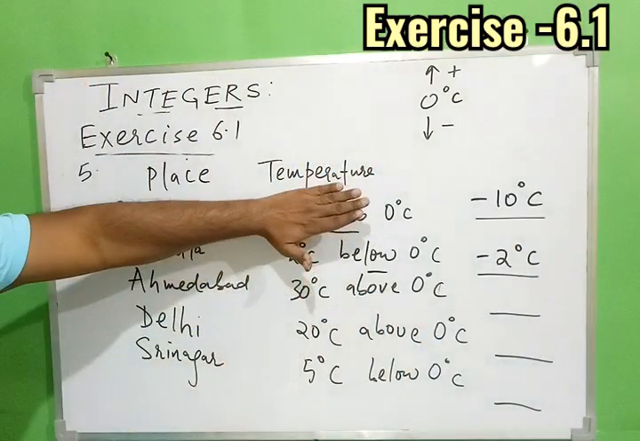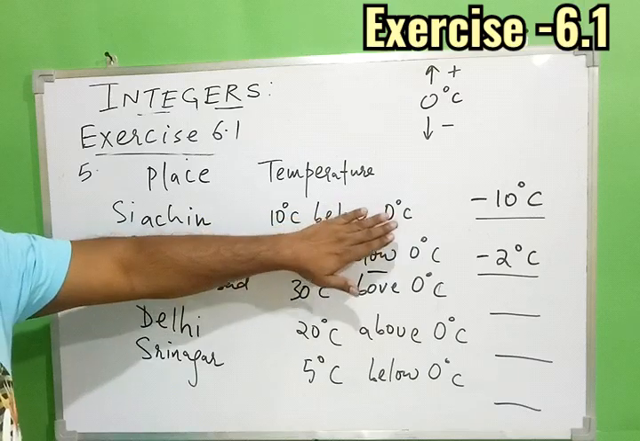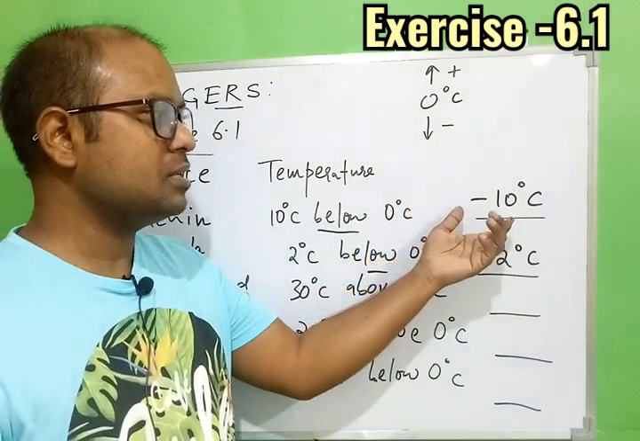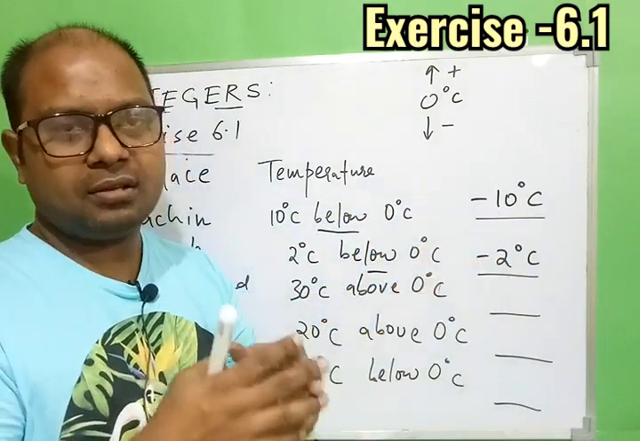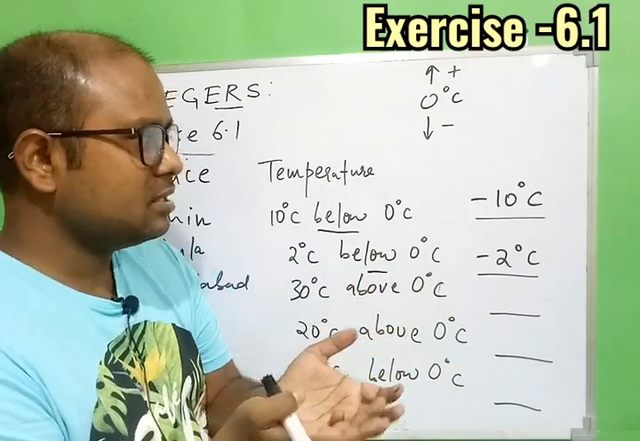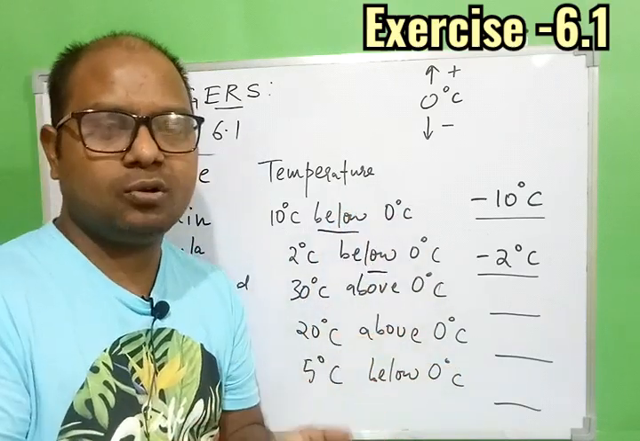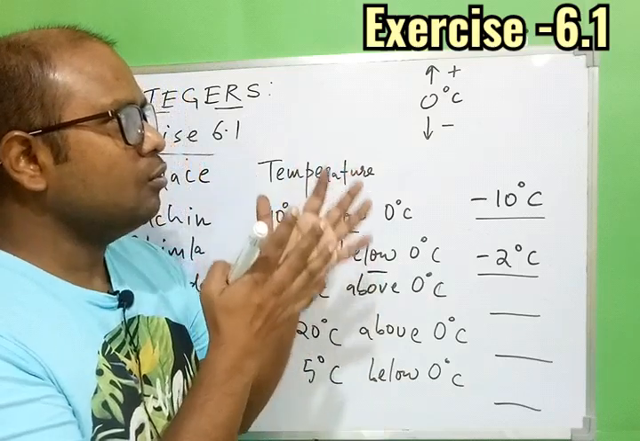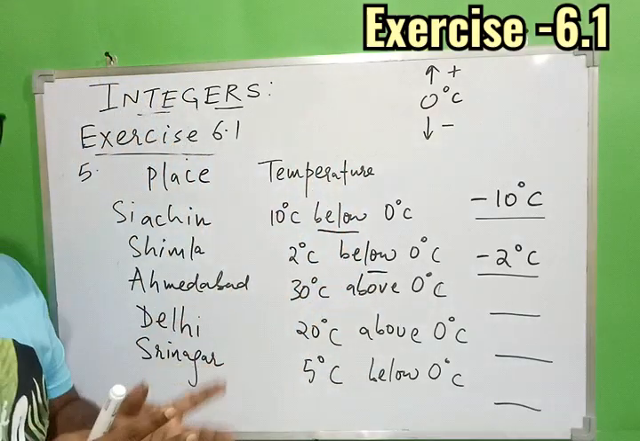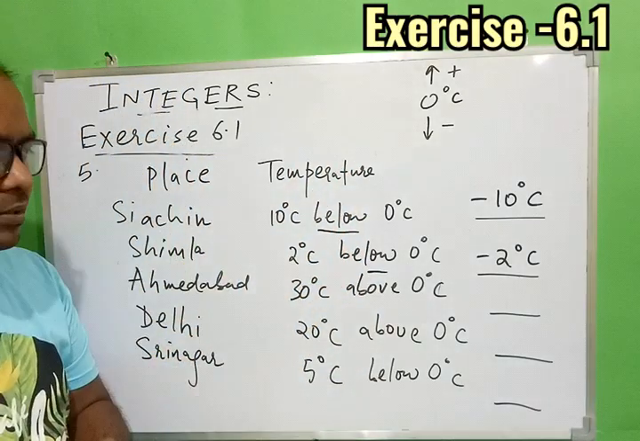So if I don't write the statement here, 10 degrees Celsius below 0 degrees Celsius, if I just write down temperature is minus 10 degrees Celsius, that is very much understood, that is temperature is 10 degrees Celsius below 0 degrees Celsius. That is how the integers can help us in daily life. Okay, and that is having lots of significance.